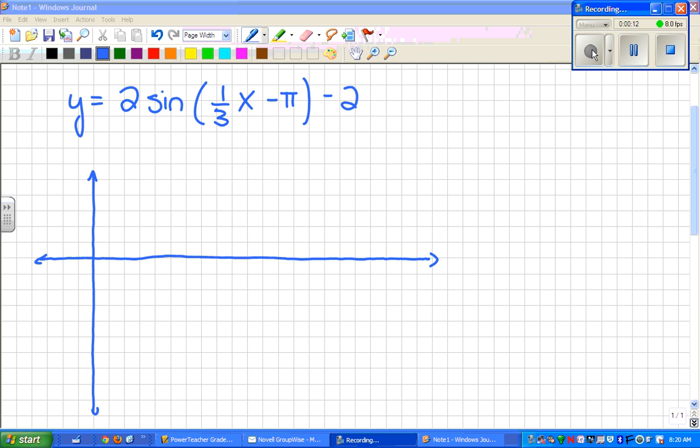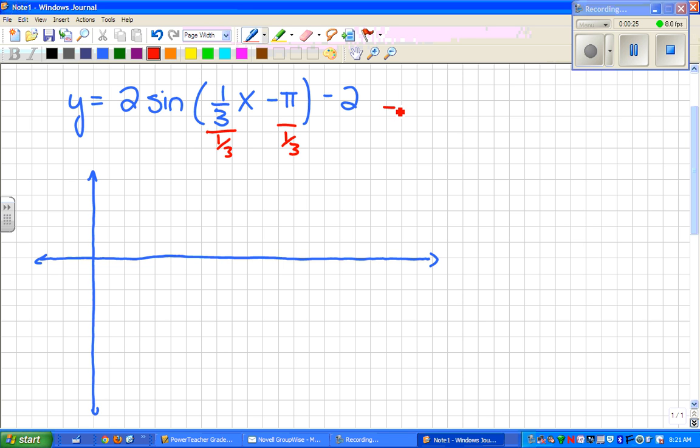Okay, so first things first, when you guys are looking at your equation, you're not allowed to have anything next to the x. So we have to factor that out. So we're going to divide everything by 1/3. So that's going to give us a new equation, y equals 2 sine. The 1/3 now comes out, and then over here the 1/3s cancel, so they're gone, so now I just have x. And then over here we have pi divided by 1/3 ends up being 3 pi.